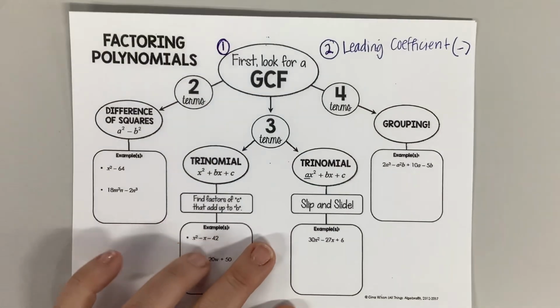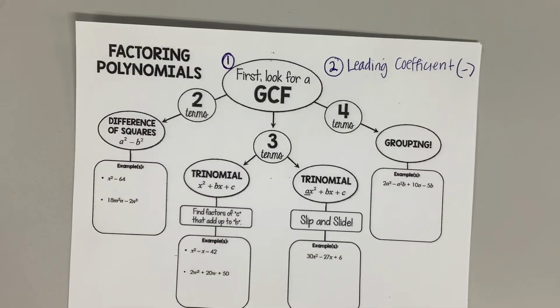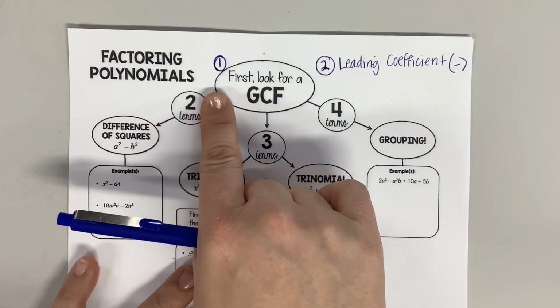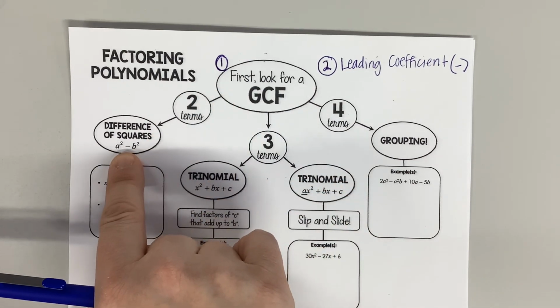Question 1, is there a GCF? Do all of the terms share the same value that they can all be divided by? Or do they all have X's? Do they all have Y's? There's all kinds of things that a GCF could be. The other thing we have to take out is a leading negative coefficient. Once you've done these two things, you have difference of squares.